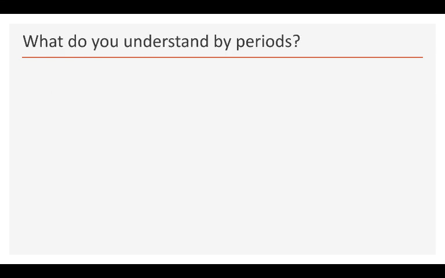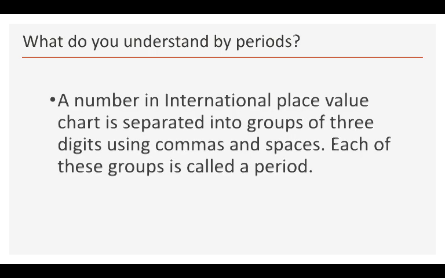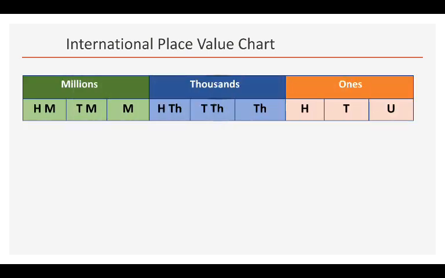As you can see on page number 2, the number is written in different groups along with commas. Yes, these groups are called periods. But students, keep one thing in your mind: this time you will use commas and spaces both. As you have already learned place value up to 9-digit numbers, let's take a look at this international place value chart. Wow, it's a really colorful chart. Yes, these three different colors indicate three different periods.